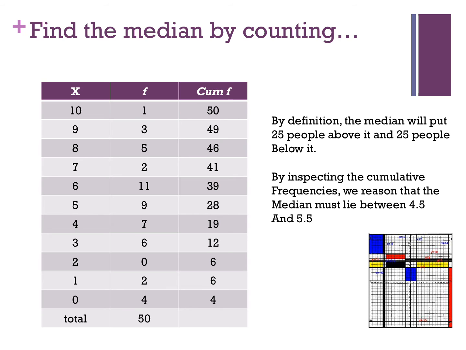With this data set, you can easily find the median by the counting method. By definition, the median will put 25 people above it and 25 people below it. By inspecting the cumulative frequencies, we reason that the median must lie between 4.5 and 5.5.